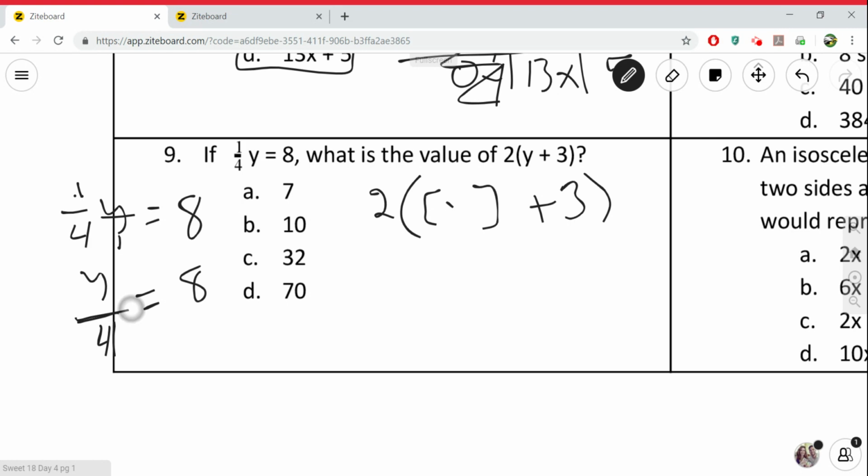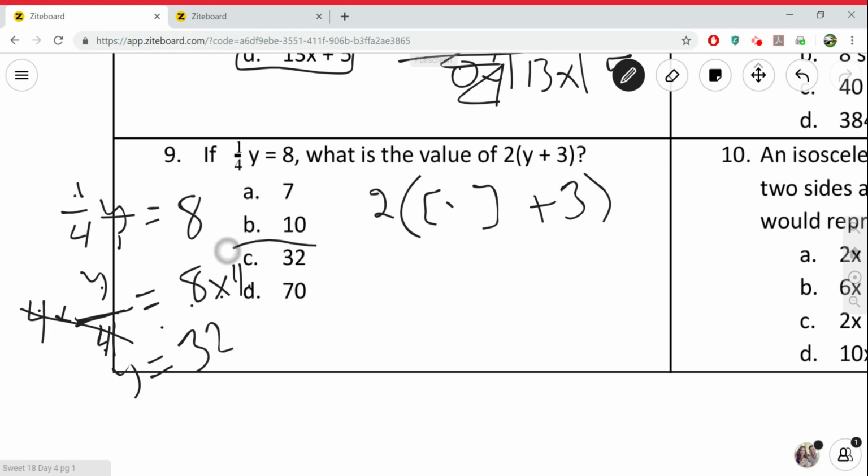And fraction bar means divide. So really this is y divided by 4. Well, the opposite of dividing by 4 is times 4. So I'm going to multiply times 4 on both sides. These cancel because they're opposites. Times 4, fraction bar means divided by 4. So I'm left with y by itself is equal to 8 times 4 is 32.